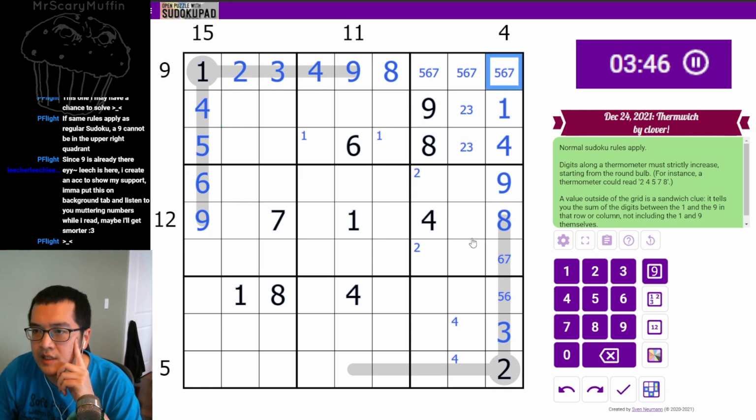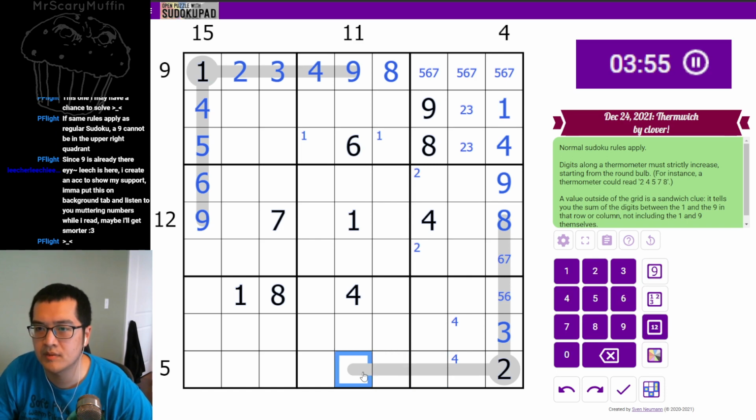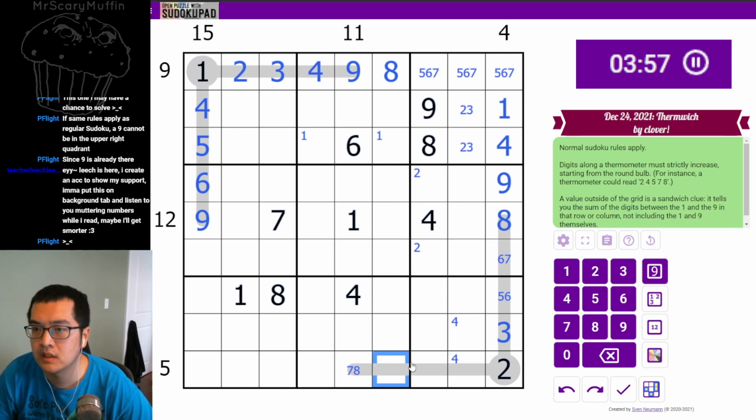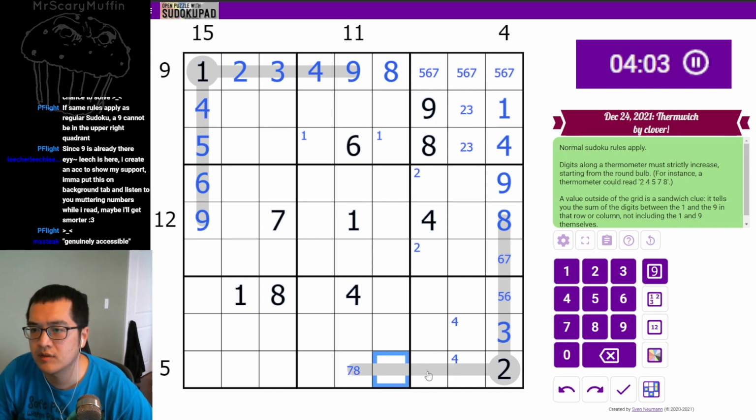5, 6. And this is the last one in there. 2, 3, 4, 5, 6, 7 at a minimum. So this is 7 or 8. 8, 7, 6, 5. So this could be a 4 or 5. This could be a 5 or a 6. And this could be a 6 or a 7.